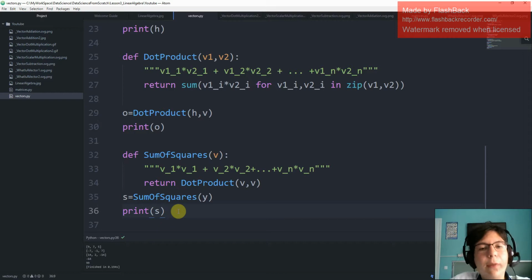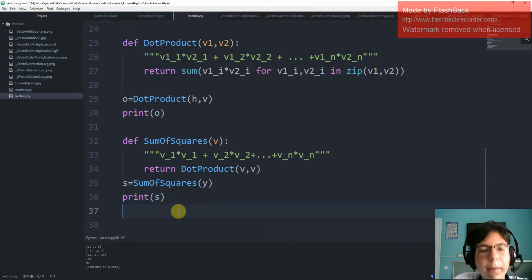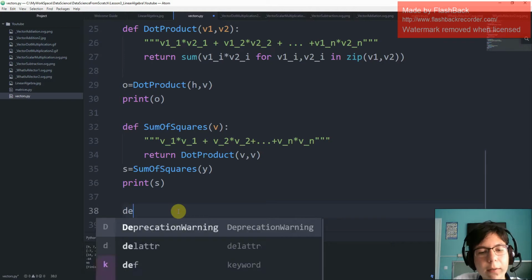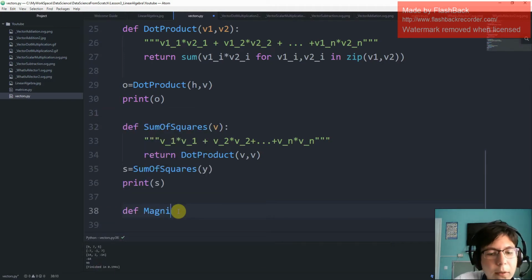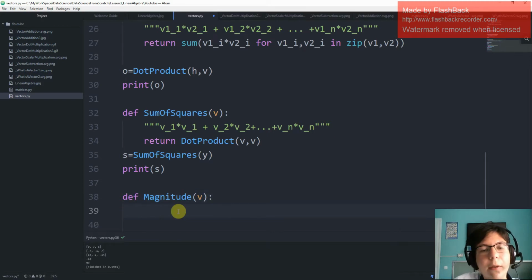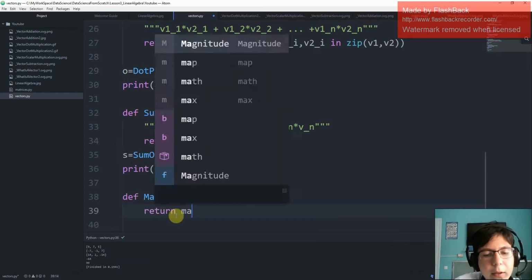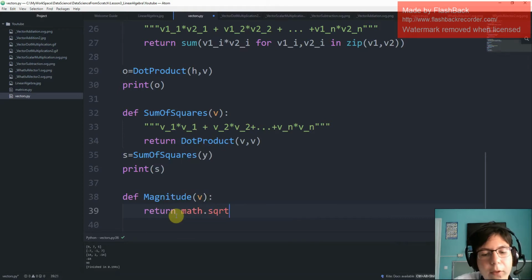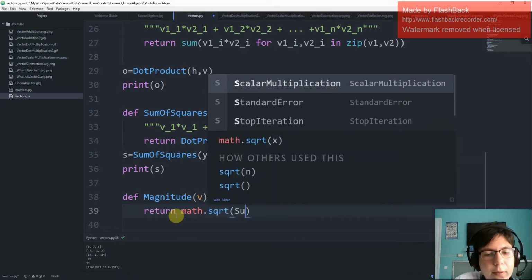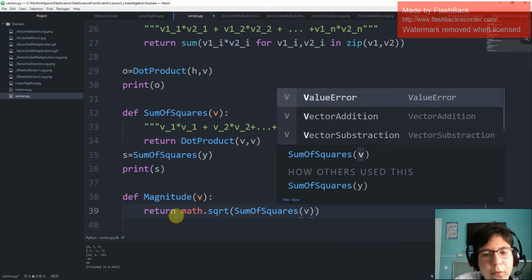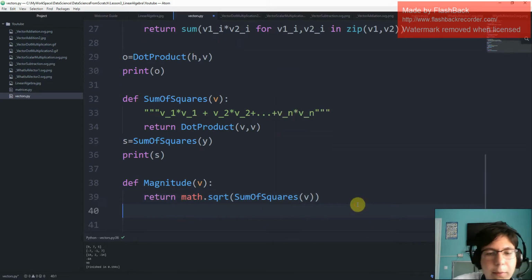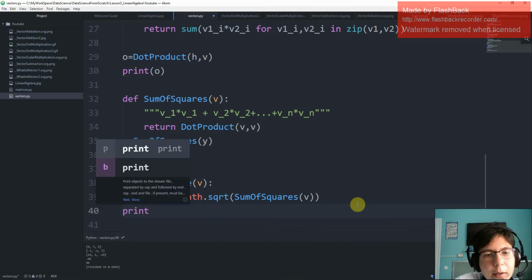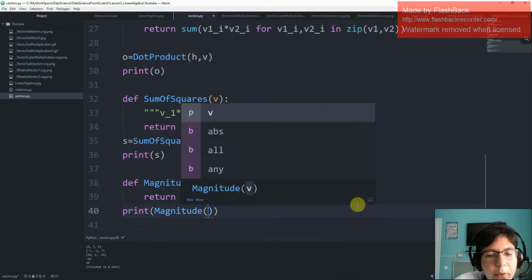Now, using this function, we can compute the magnitude or the length of the vector. So the magnitude of the vector is going to be the square root of the sum of squares. So we will return math.sqrt of sum of squares of v. And now let's print the magnitude of y.